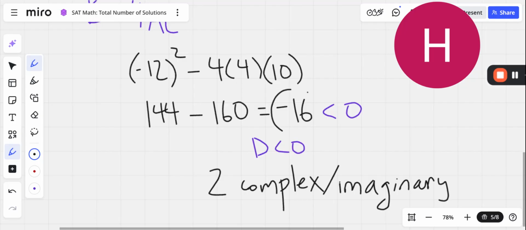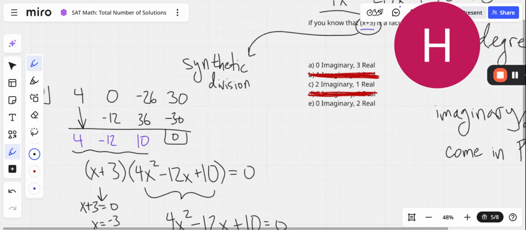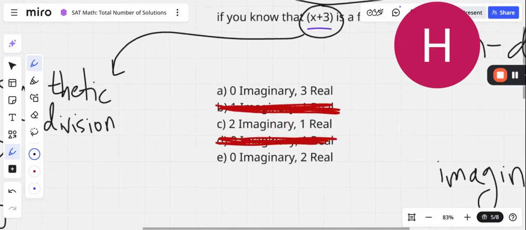If we got a positive number, any positive number, we would have two real solutions. And if we got exactly 0 on the dot, we would only have one solution from that. Okay, so we have two complex solutions, and we clearly have one real number solution. That's x equals negative 3. So the correct answer here is C.